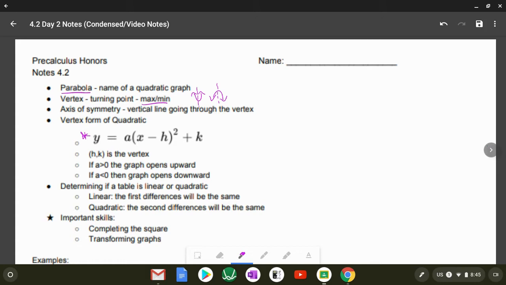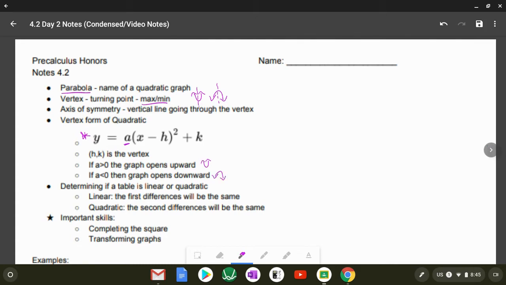One thing to note that we're going to be using a lot of today is the vertex form of a quadratic function or quadratic equation. The vertex form is really helpful because the a value, if you look below, determines whether the graph opens up or down. If it is positive, then it opens upward. If it's negative, it opens downward.